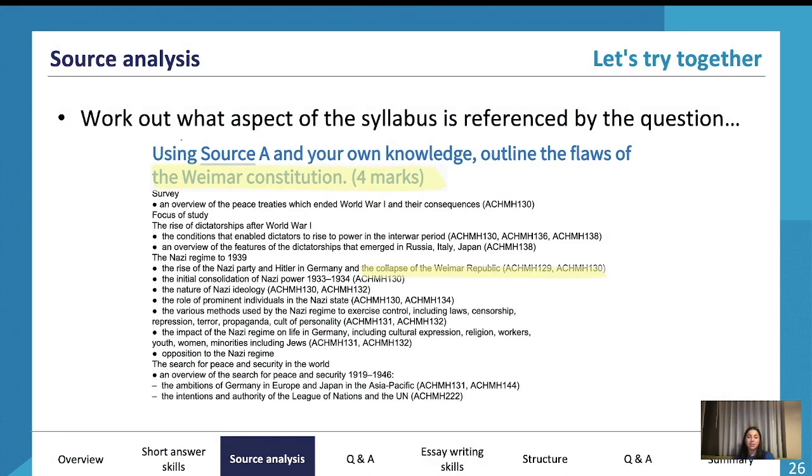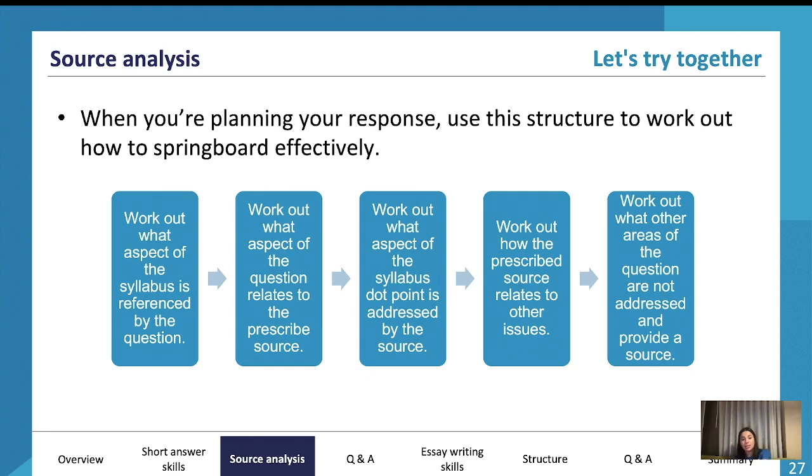Now let's look at what aspects of the syllabus are referenced by the question. Every question they give you links to some point of the syllabus. For this question, which uses Source A and your own knowledge, and usually that's how they'll start, "using this source and your own knowledge" is just a reminder that you're using your content and also the source, together, to help each other. Outline the flaws of the Weimar Constitution. That specifically comes from the collapse of the Weimar Republic, which is quite commonly assessed.